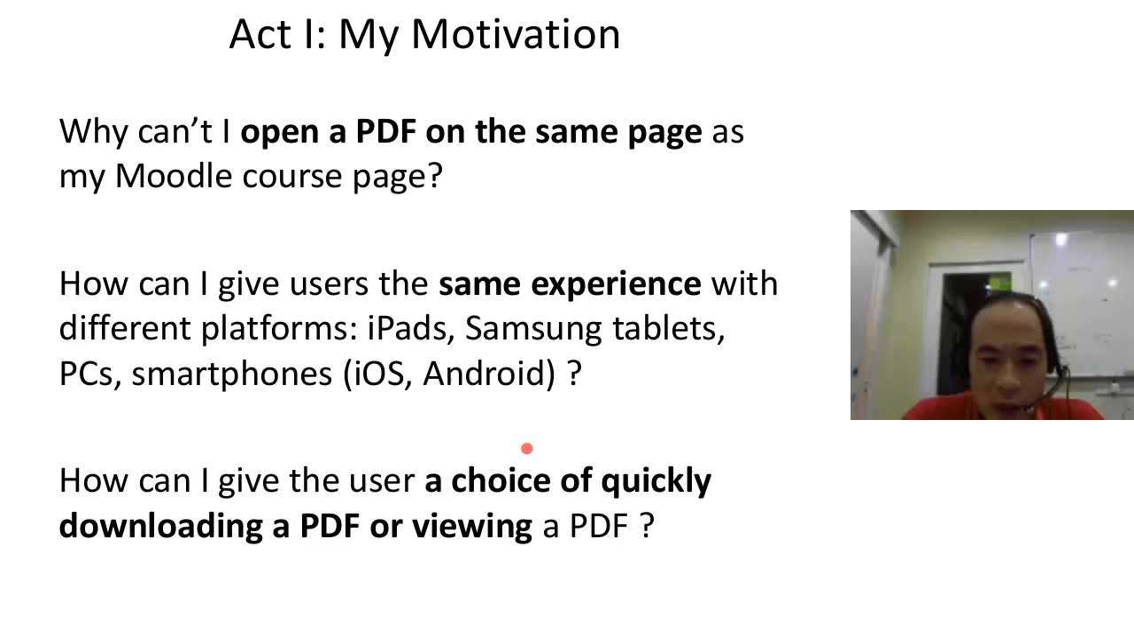Secondly, I wanted to know how can I give the users the same experience with different platforms, iPads, Samsung tablets, smartphones, every kind of device known to man. I don't think I'm there yet, but I hope to contribute something to the community. And thirdly, how can I give the user a choice between quickly downloading or viewing a PDF, or maybe viewing one and then quickly downloading it, all without jumping from screen to screen. So I wanted to solve these 3 problems.